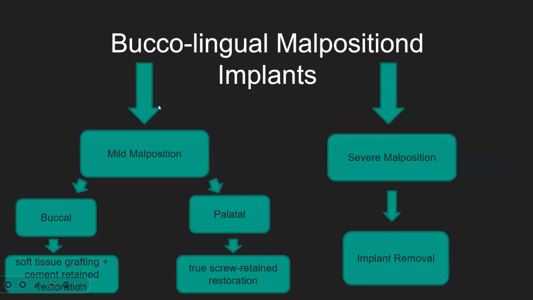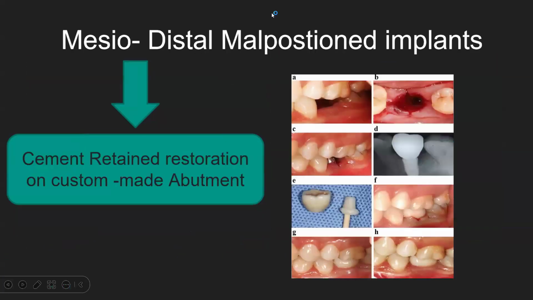So to sum up our management for buccolingual malposition: with severe malposition, it's always implant removal. With mild buccal malposition, soft tissue grafting and cement retained restoration. For a palatally malpositioned implant, you can use a true screw retained restoration. With mesiodistally malpositioned single implants, we are bound to use a cement retained restoration on a custom-made abutment.